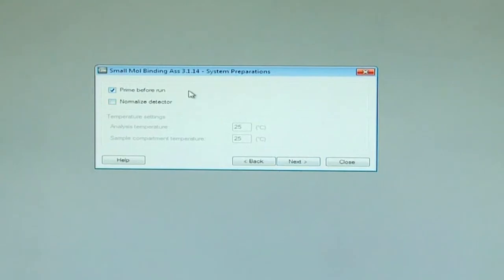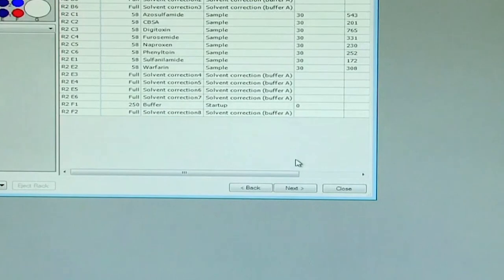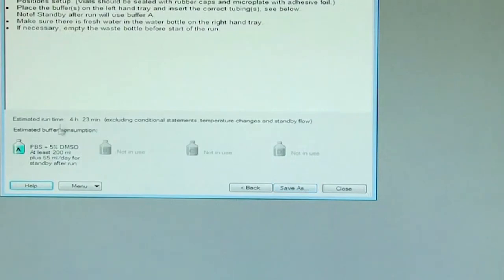So once we are done with that, we highlight prime before run, and this is how we prepare the template for the experiments. With solvent corrections provided, buffer for the startup provided, various samples pipetted out in DMSO, and warfarin and furosemide as positive and negative controls, and 50% DMSO for wash in between each cycle. We will say next, and the whole binding experiment including solvent correction takes 4 hours and 23 minutes and requires at least 200 ml of phosphate buffered saline with 5% DMSO included in the running buffer.